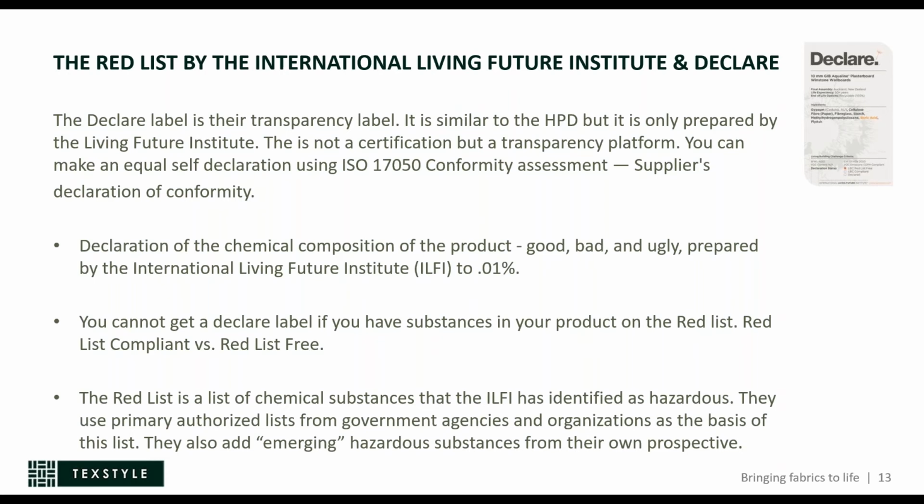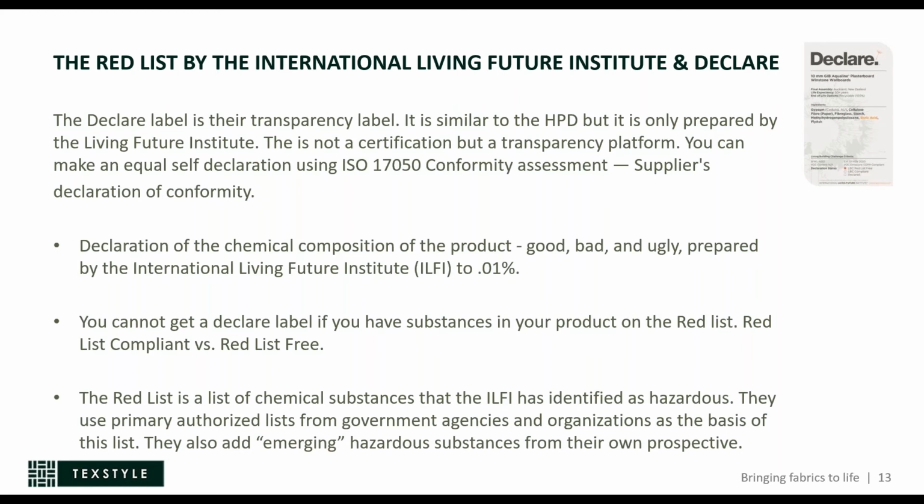To be Red List free, you need to screen your materials to 0.01%. You need to name all of your materials. Remember on that previous document where it said undisclosed and they still screened it? To be Red List free, I would have had to have called that carbon black. Okay, and so if I can have some exceptions, they have rules for those exceptions, and then I can say that I'm Red List free.